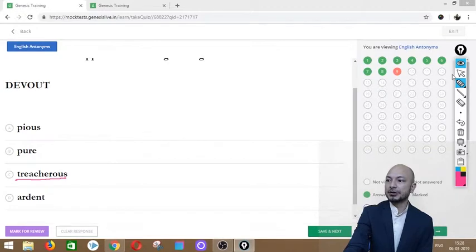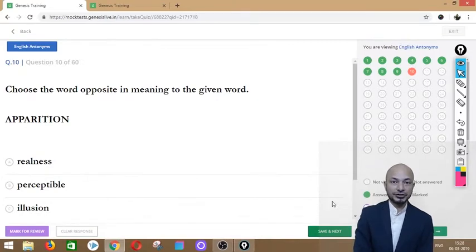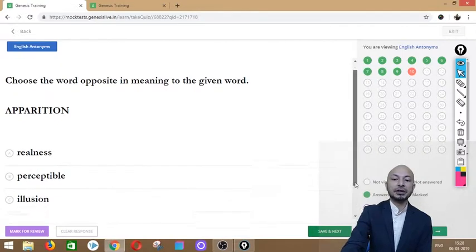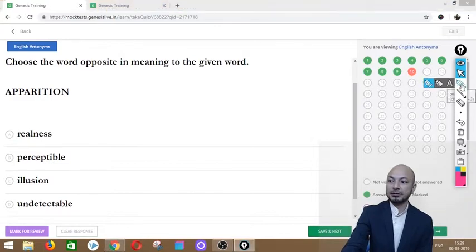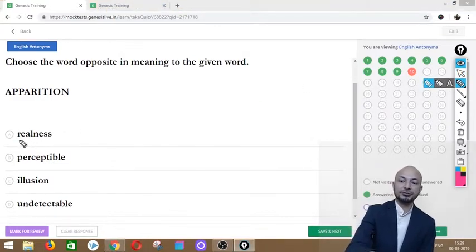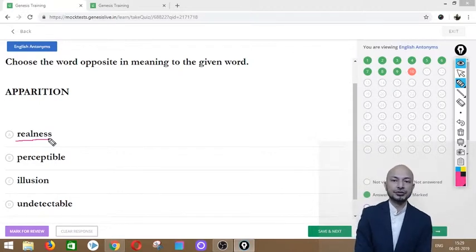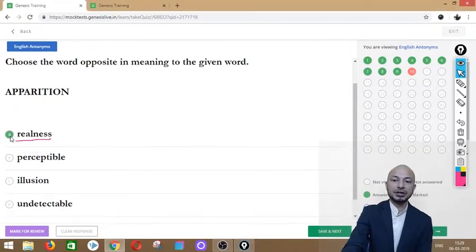So they are antonyms, we can say, and we click option C. On to question number 10, and the word is apparition, and the options given are realness, perceptible, illusion, and undetectable. And the correct option is the first option, which says realness. Now, apparition is usually a ghost, usually an image of someone who is dead. So it is something in the head, not very real. On the other hand, realness is something we can all feel, we can all sense. So we say option A.